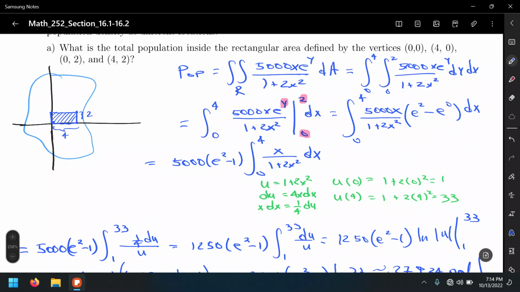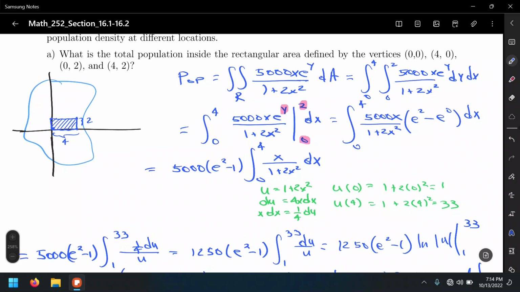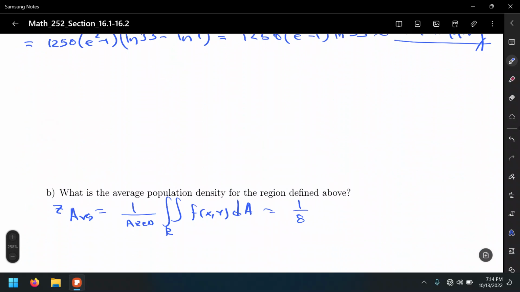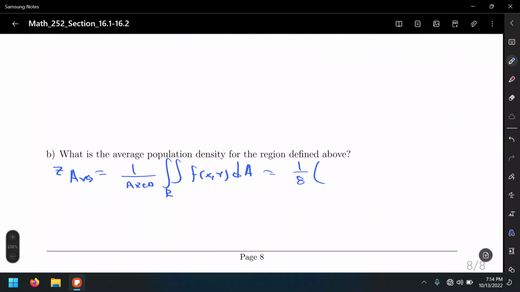4 times 2, yes. How come you didn't do the 1 over 8 in front? At the beginning? Yeah. Because the first part of the question is the total population. And then the second part is to find the average, which is using the value of the integral, which we got in part A, 27,924. And then we divide by the area to get the average.